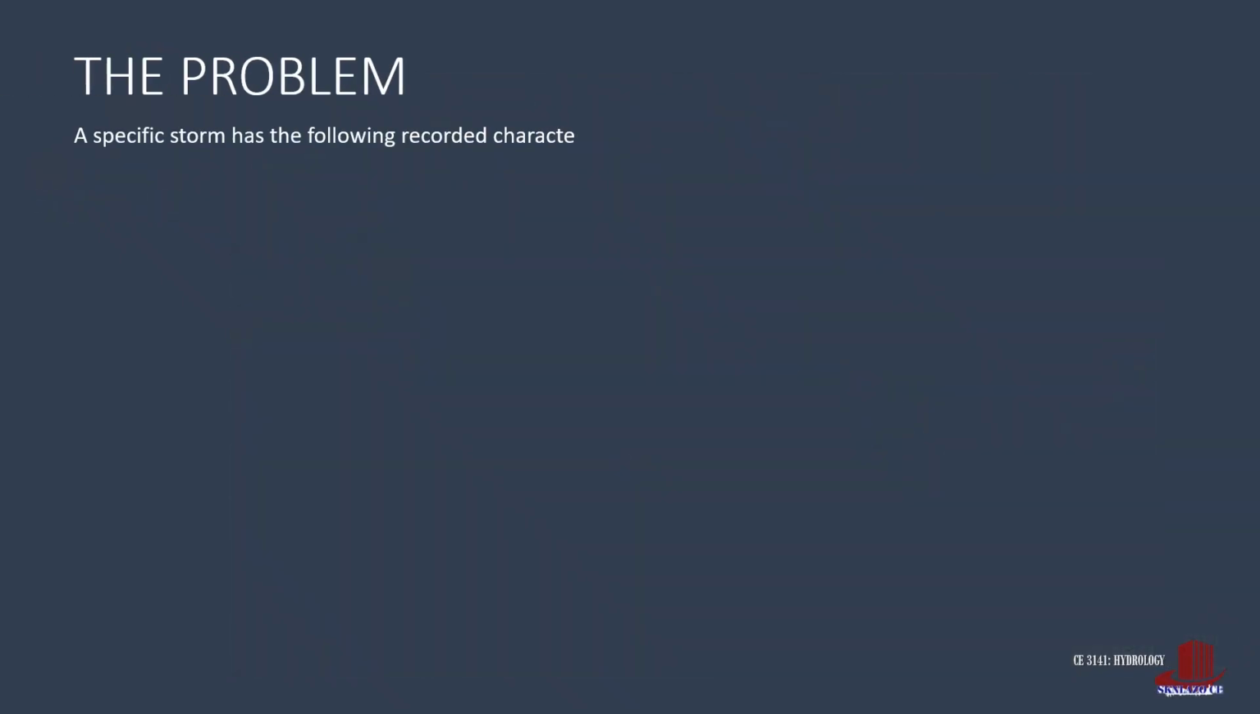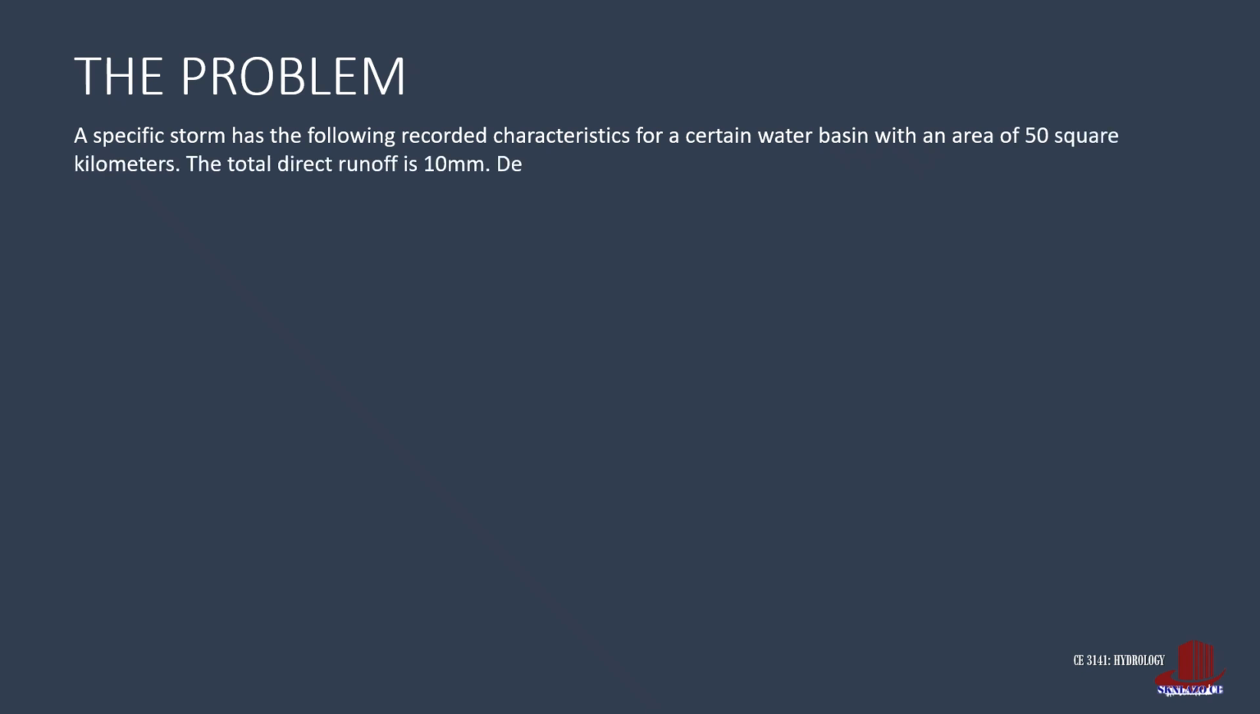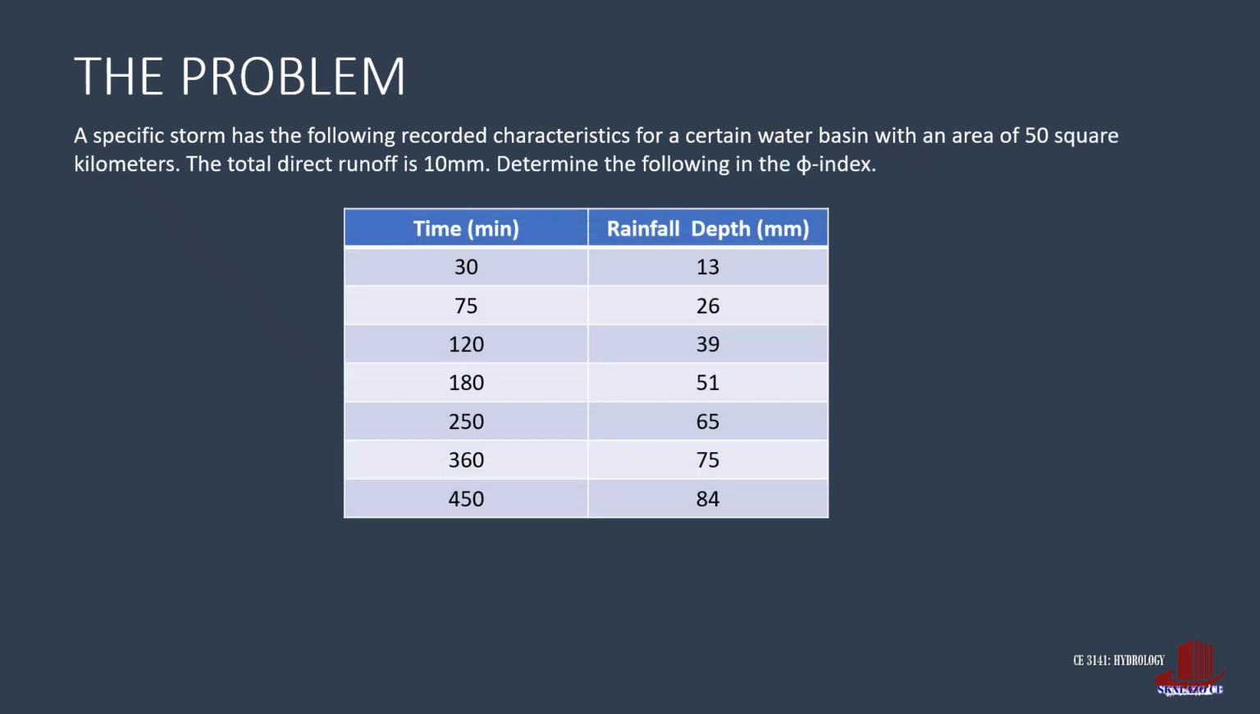The next problem for phi-index contains a record for time in minutes and rainfall depth in millimeters. The basin has an area of 50 square kilometers with a recorded total direct runoff of 10 mm.